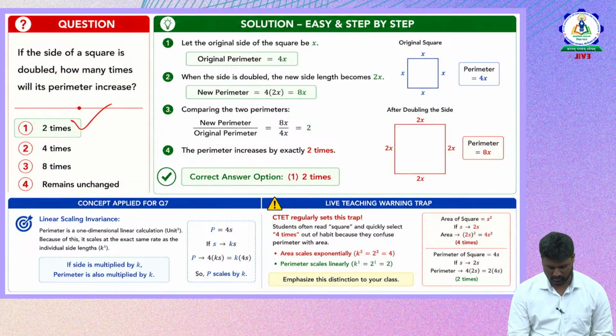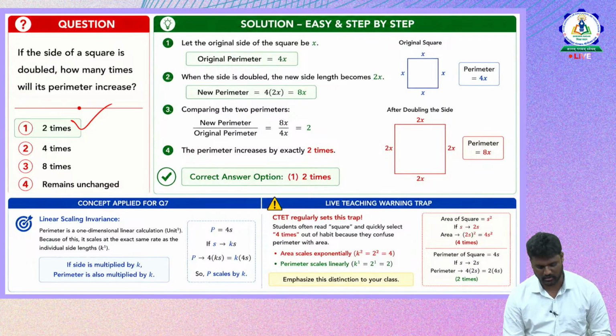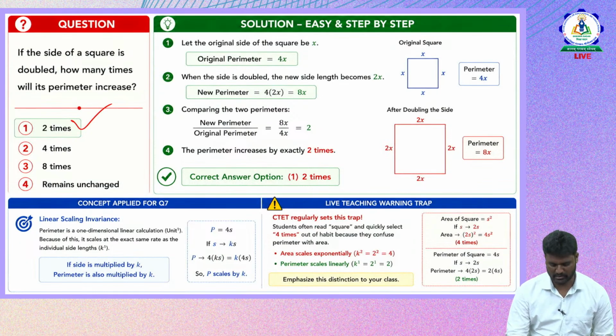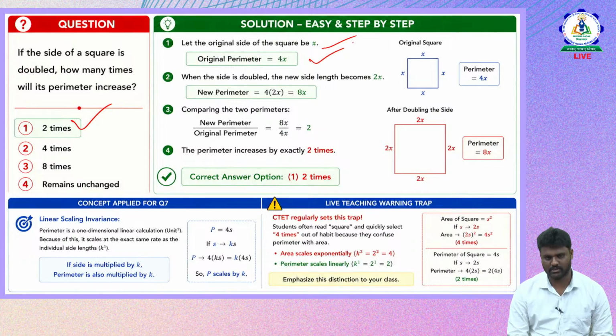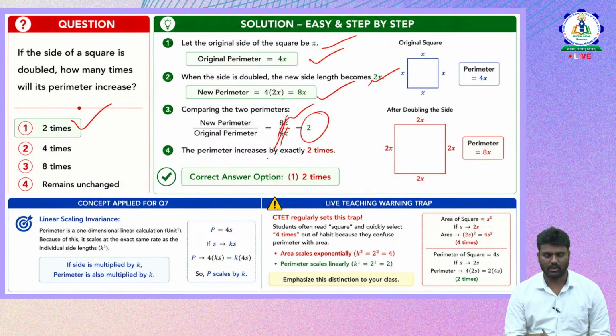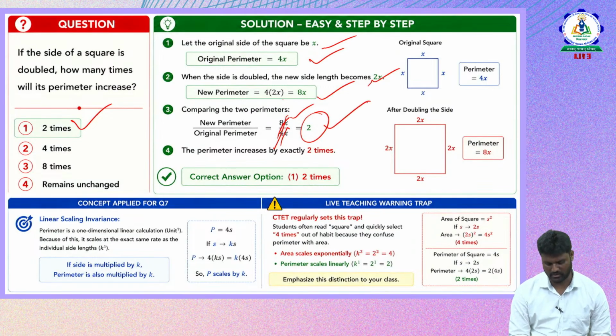Let us see that. Let the original side of the square be x. The original perimeter is 4x. Then when the side is doubled, the new side length becomes 2x, so 4 into 2x becomes 8x. The new perimeter is 8x and the original perimeter is 4x. When we simplify, the x gets cancelled, and 8 by 4 is 2. So the perimeter increases exactly 2 times.